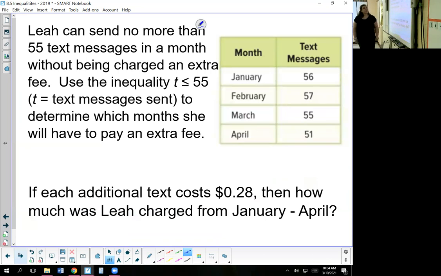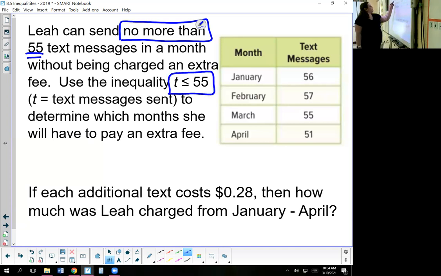Okay? Same thing here. All right, so let's look at this one here. Leah can send no more than 55 text messages in a month without being charged extra. Think about what that means. Without being charged an extra fee. Use the inequality. This T means the number of text messages sent, to determine which month she will have to pay an extra charge.